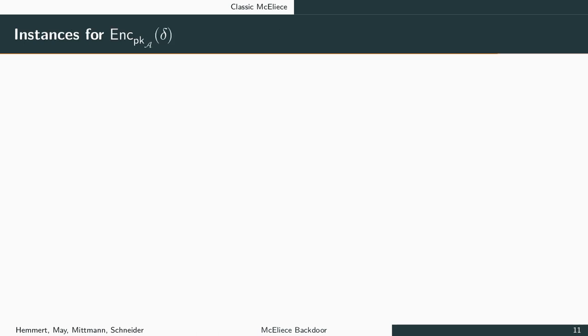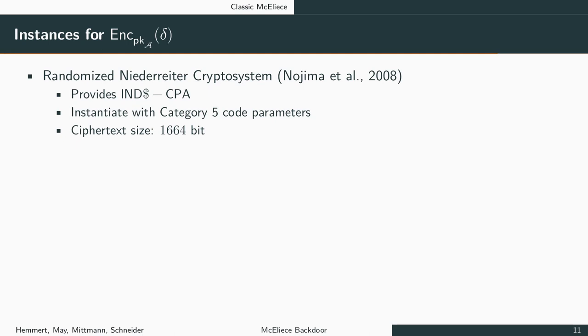So, now let's talk about what encryption scheme we want to use for the adversary. We have two strict requirements for the used crypto system, the first one being indistinguishability of the ciphertext from random. This indistinguishability is provided by a randomized Niederreiter crypto system described by Nojima, Imai, Kobara and Morozov in 2008, so for the sake of simplicity, we use this and instantiate it with the classic McEliece category 5 parameters for the code. The resulting ciphertexts require 1664 bit, and this leads us to the second requirement. The ciphertexts need to be small enough to be suitable for selecting one of the k-factorial permutations.